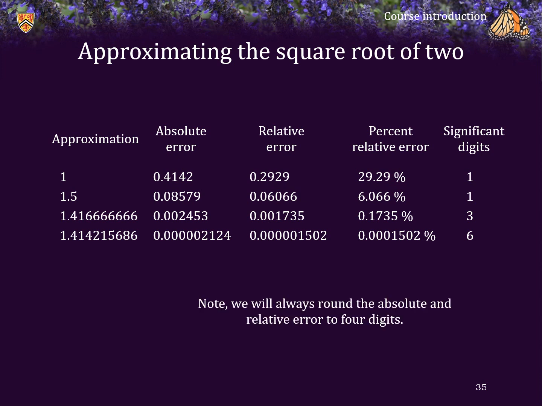Now note, in this course, we will always round the absolute error or the relative error to 4 digits when presenting this information. We could use fewer, but later it will be useful to see 3 or 4 digits in the absolute and relative errors.